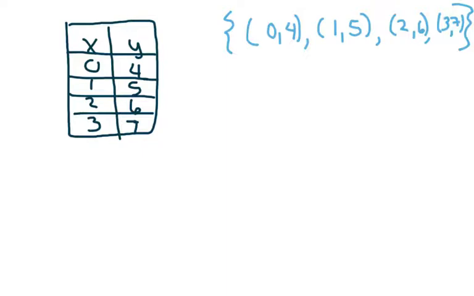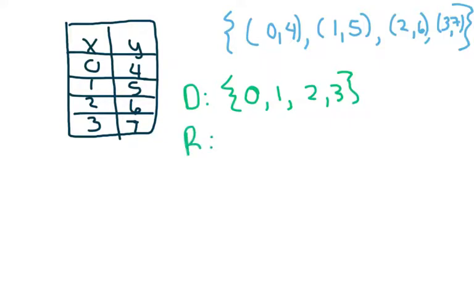All right, now let's state the domain. And that's all your X's. So that's going to be 0, 1, 2, 3. The order's not important here. We're just writing the X's down, and for the range, we're going to write the Y's down. So we have 4, 5, 6, 7. And that's using a table to express a relation.